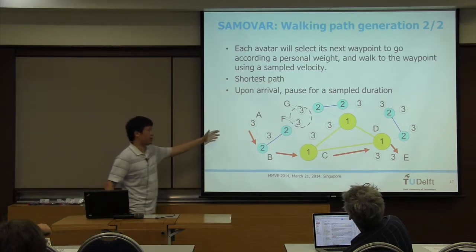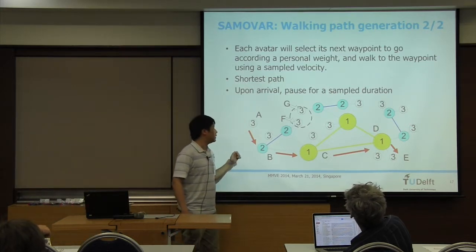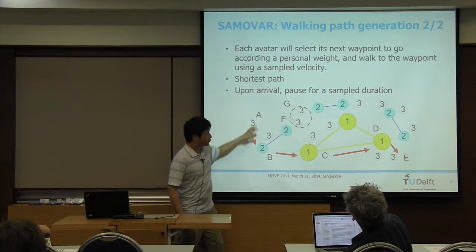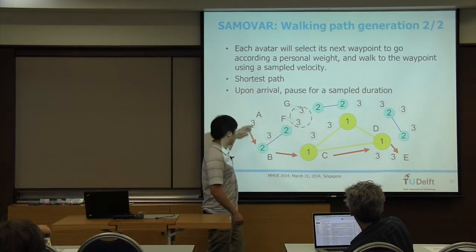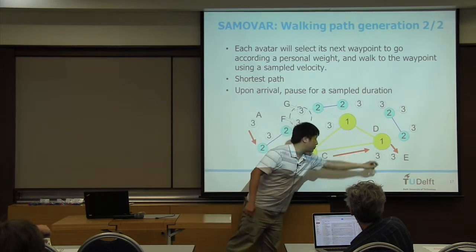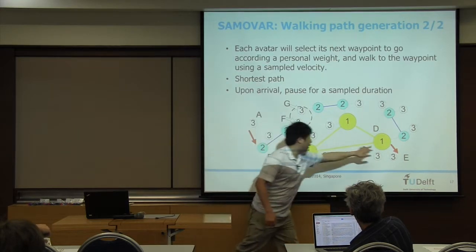Here is an example of how the avatar travels. When the avatar travels from waypoint A to waypoint E, it will first go to waypoint B, and then go to waypoint C, and then go to waypoint D, instead of directly going left.